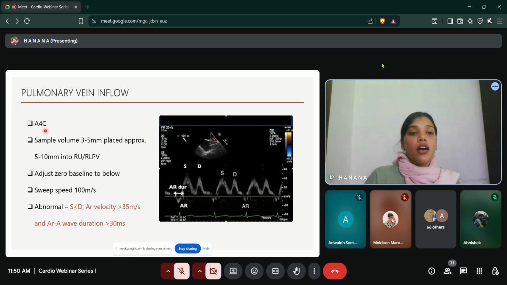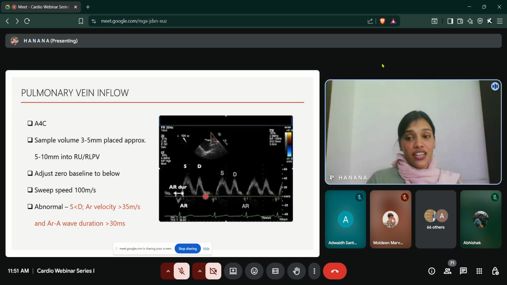So what should we do? We take an apical four-chamber view and place a sample volume of 3 to 5 mm. The distance between the two lines is called the sample volume, which we place at 3 to 5 mm, approximately 5 to 10 mm into the right upper or right lower pulmonary vein. It should be at least 5 to 10 mm, or 1 centimeter, into the pulmonary vein. Now you have to adjust the zero baseline, and the sweep speed should be 100 mm per second, and you will see a display like this.